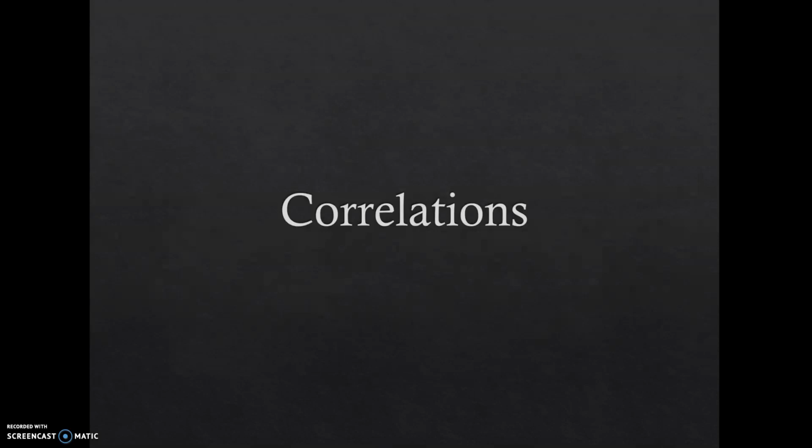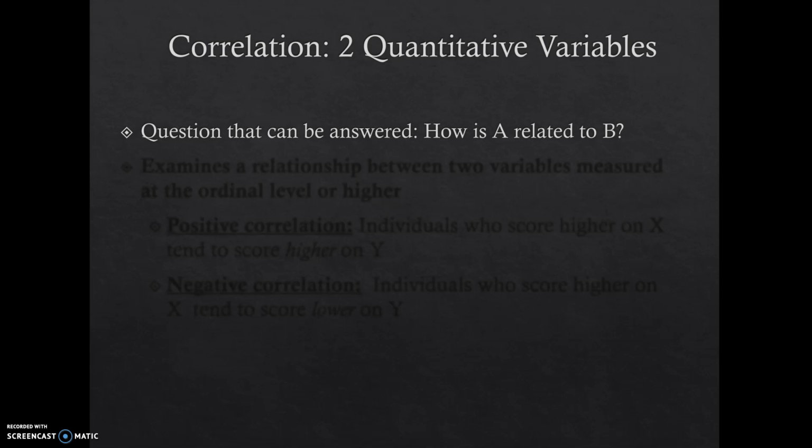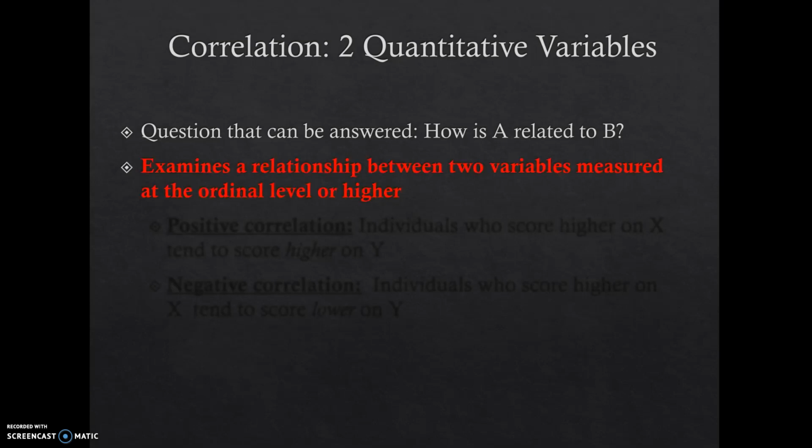Hello everyone, we will talk about correlations in this lecture video. What is correlation? It's a relationship between two quantitative variables. We really want to say, how is A related to B? When we have the data, we want to test the relationship between two variables. And remember the different levels of measurement we studied earlier.